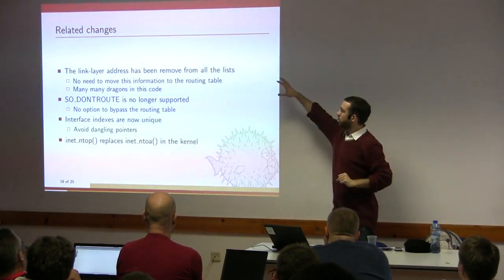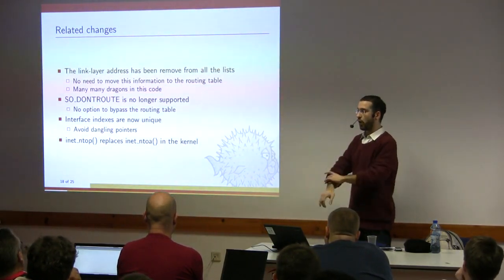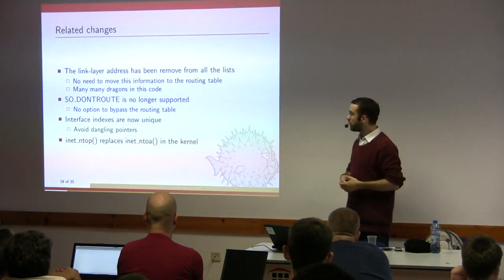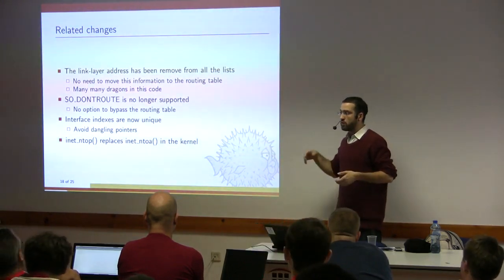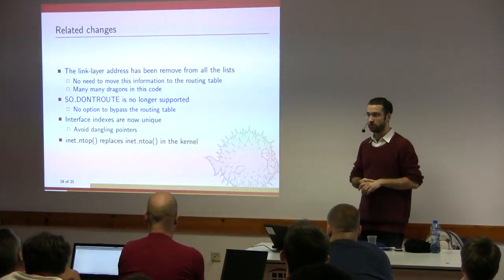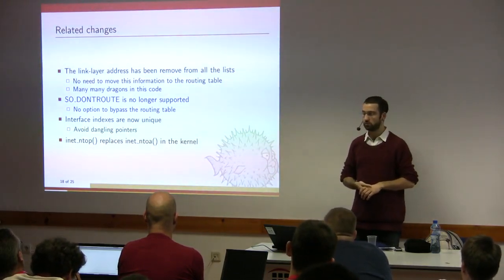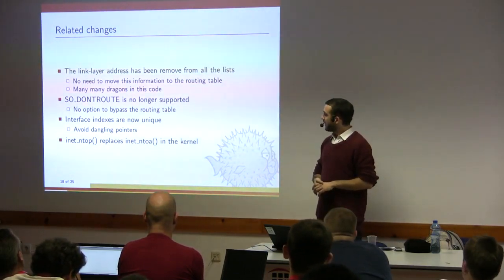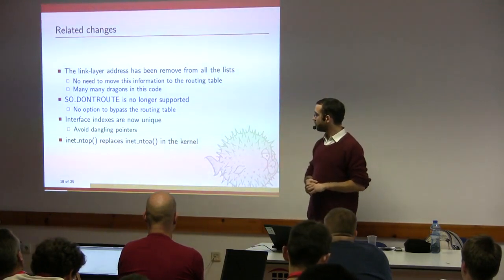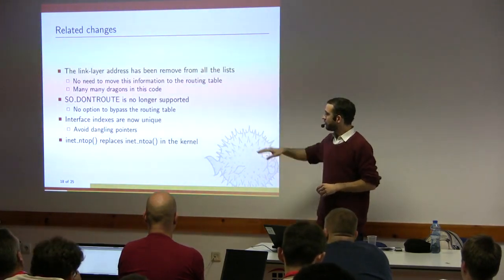So as I said before, removing the loops for the link layer address means that we can simply remove the link layer address from any list. That's information that I don't have to put in the routing table. I already mentioned that there were many dragons in there, so I won't expand.